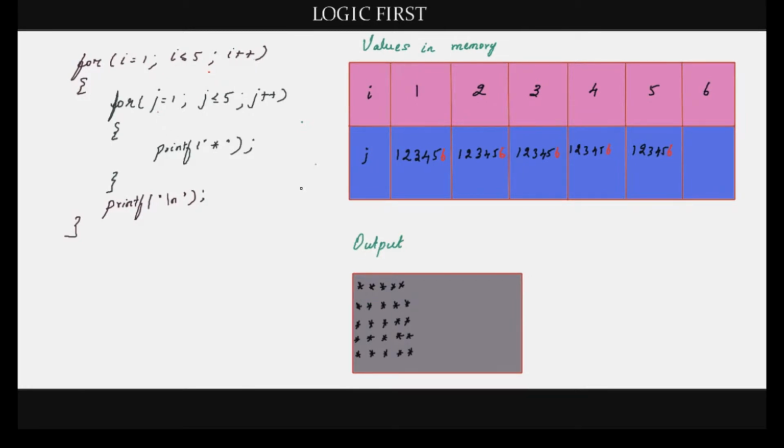So the logic is simple. Each loop does its own job. This loop is getting executed 5 times. Since we have one more loop inside, during each iteration of the outer loop, the inner loop gets executed 5 times. So actually here the inner loop is getting executed 25 times.